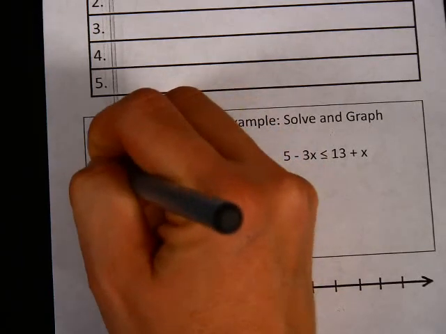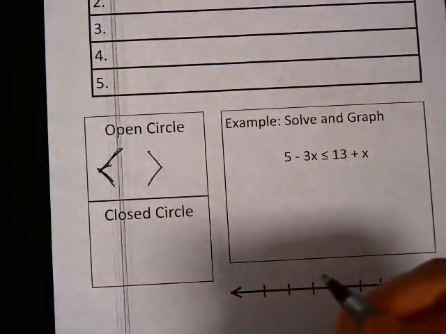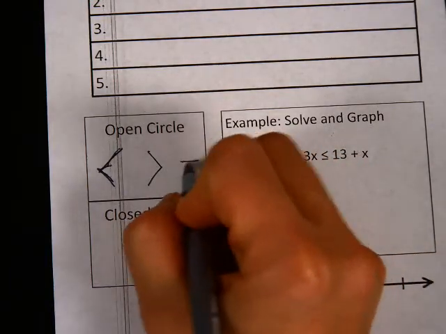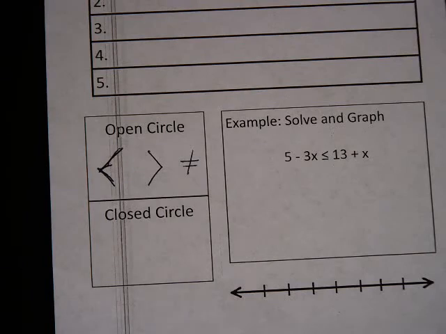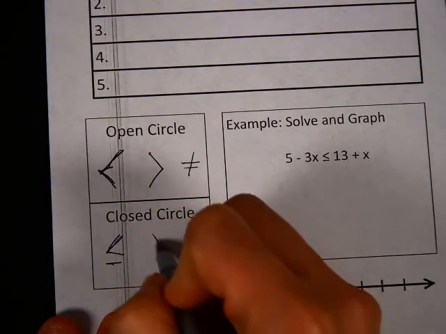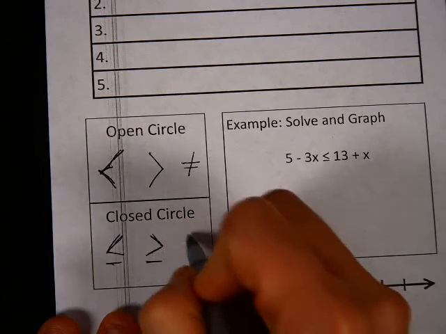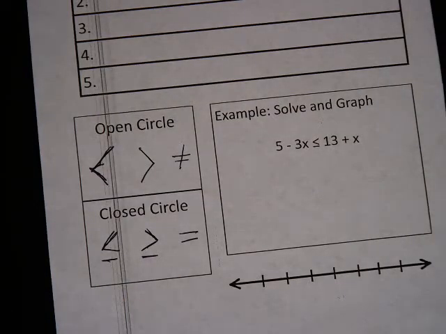Well, it's less than, greater than, and not equal. Those are the three that have an open circle. The things that have a closed circle are less than and equal to, greater than and equal to, and equal. So each have three symbols.